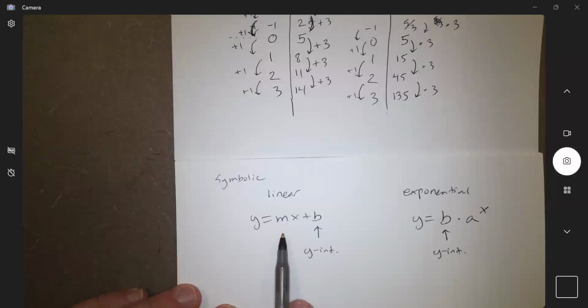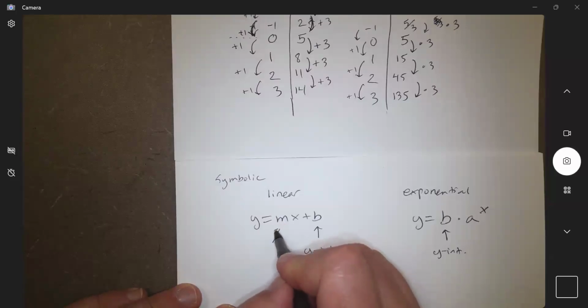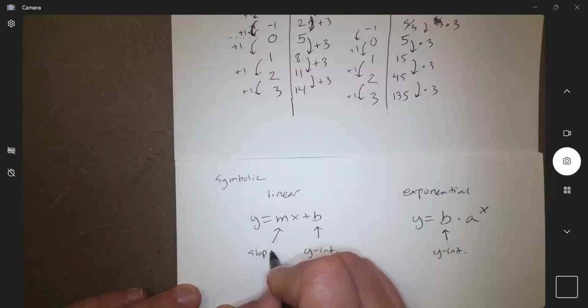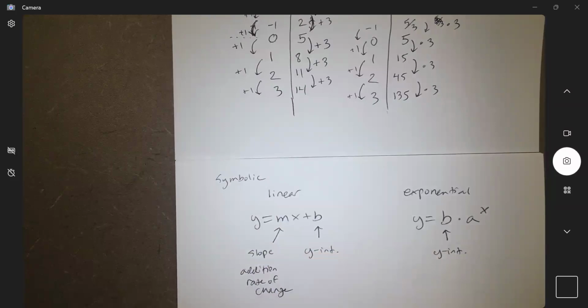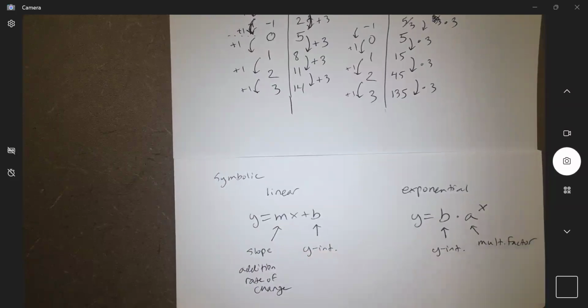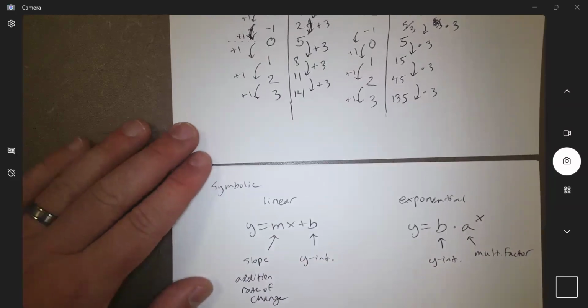In a linear world, m is what? Slope. That's your slope. That's your addition rate of change. Right, it's how much you add each time. And in the exponential world, a is your multiplication factor. It's how much you multiply by each time.